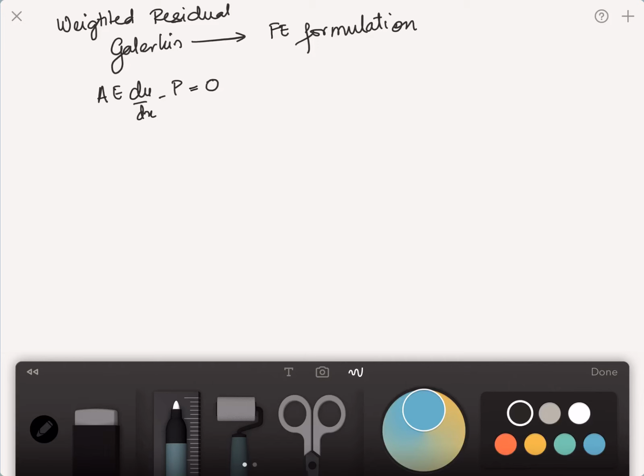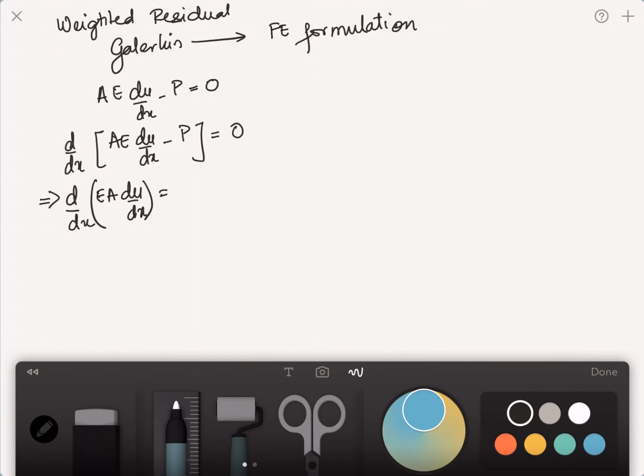Right, so the formulation of the residual for this problem will start with the substitution of u into the differential of this function. So we will consider the differential of the governing equation. The differential d/dx of the governing equation, AE du/dx minus p equal to 0, is just going to be d/dx of EA du/dx, because p is a constant. So that's all that will remain.